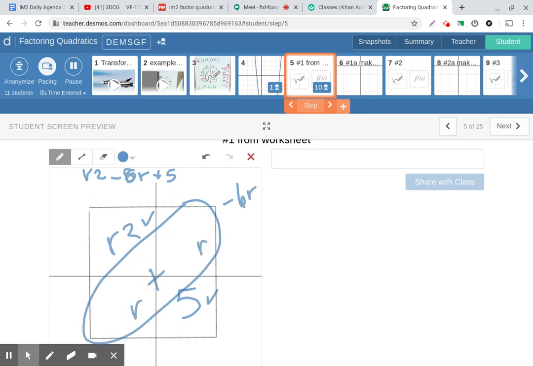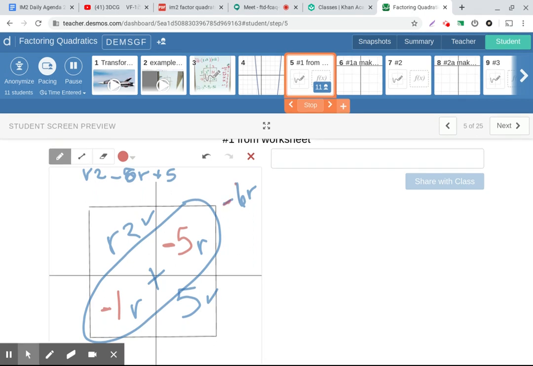So what two numbers multiply to 5 and add up to negative 6? Can anybody help me out with that? Multiply to positive 5 and add up. Maybe negative 5 times negative 1 for 5, and then negative 1 plus negative 5 for negative 6. Exactly. So negative 5 times negative 1 does multiply to positive 5. And when you add these, they did add up to negative 6.